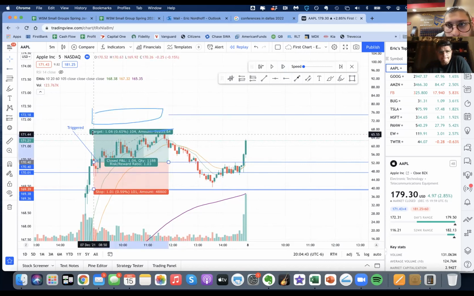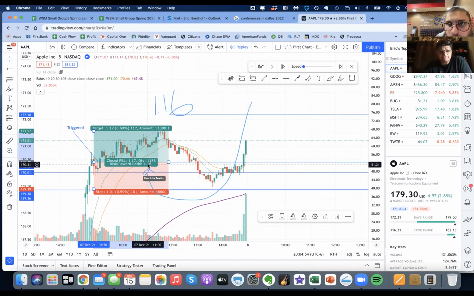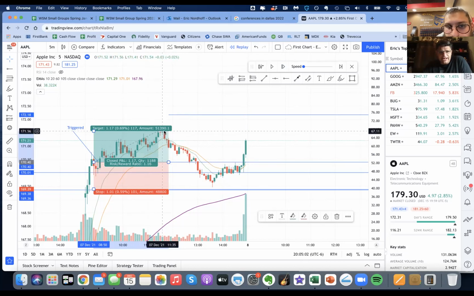Oh, too far. Yeah, somewhere in there, that works. So the total move was 1.16. Do you see that? Yes. Do you understand where we're getting that from? It's the total reward that I would have gotten if I had kept going. Well, it's as far as the trade moved in your direction.